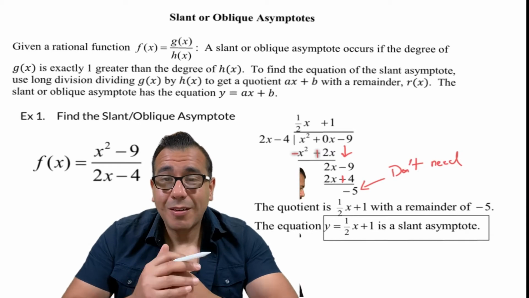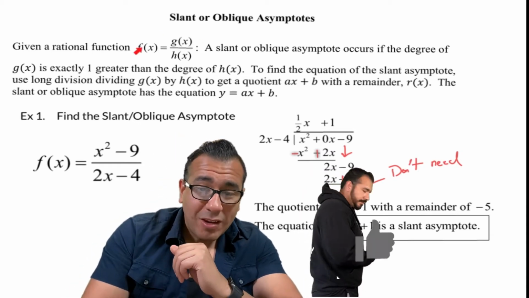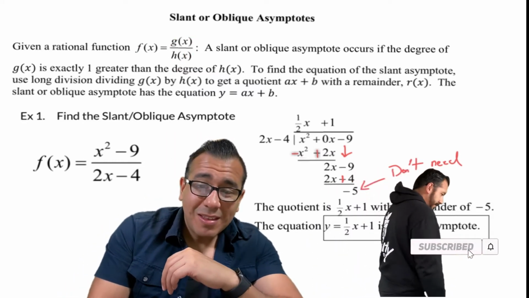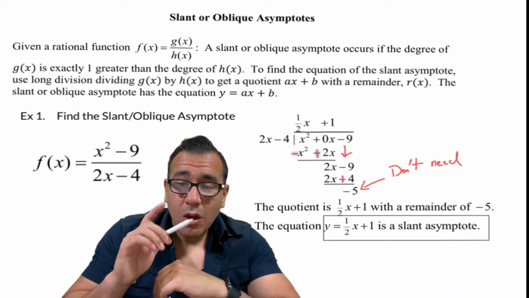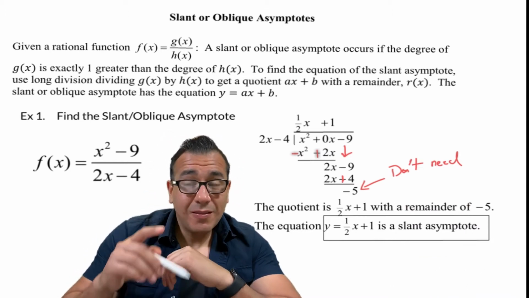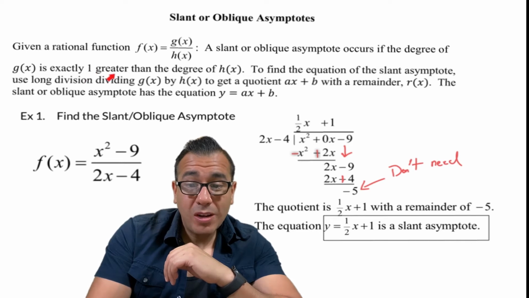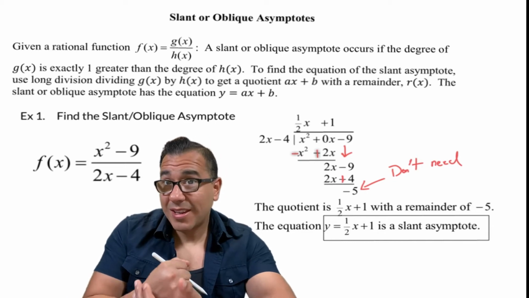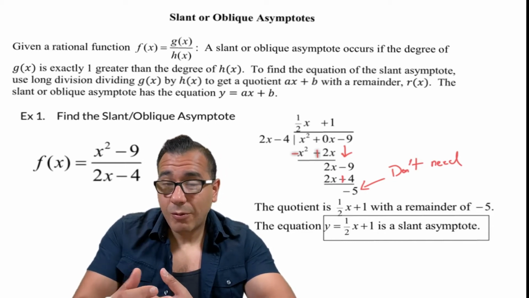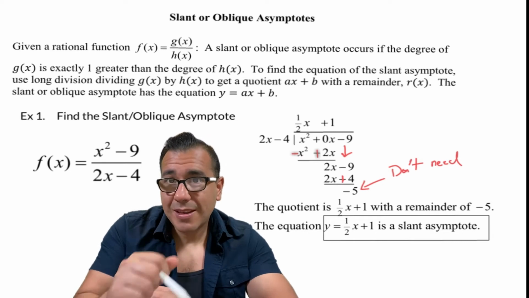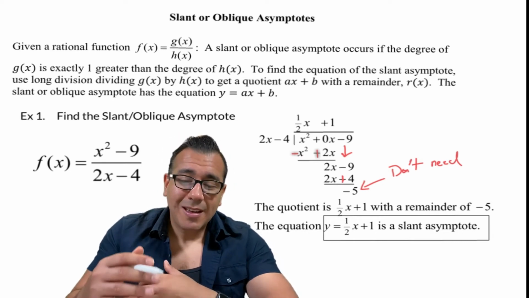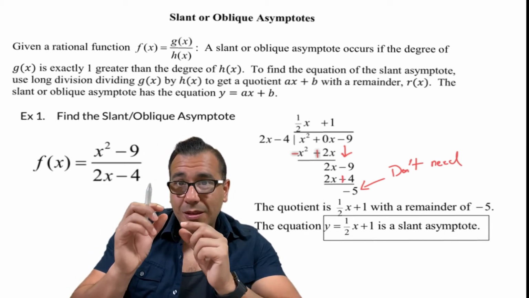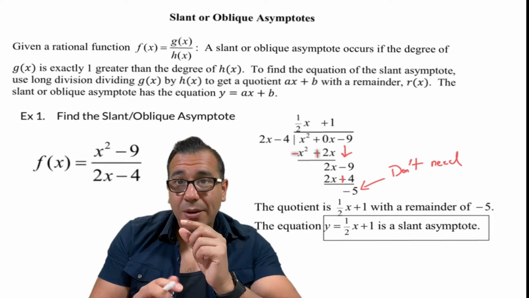Now that we know what we're looking for, let's talk about how to get there. We're going to have a rational expression, a polynomial divided by a polynomial, and the slant or oblique asymptote occurs when the degree of the numerator is exactly 1 greater than the degree of the denominator. We want to make sure that makes 100% sense. If it doesn't, don't move on until you understand that.